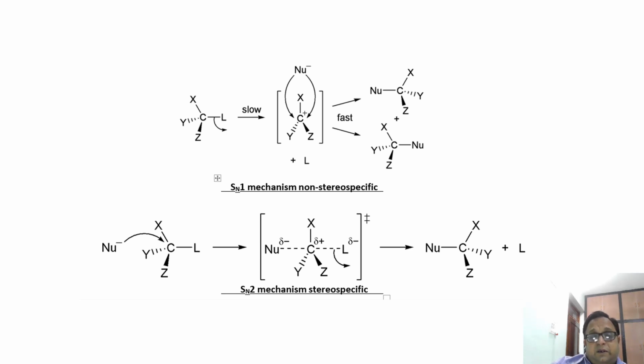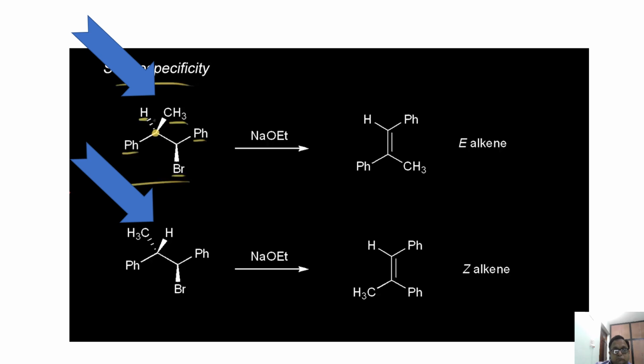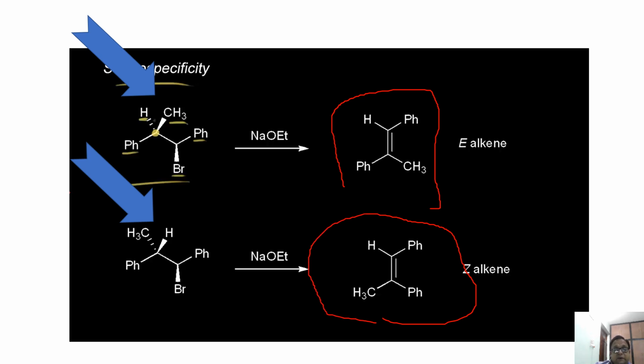SN1 reaction does not follow this pathway, and that means it is non-stereospecific and it is totally based on its mechanism. On the other hand, SN2 follows the stereospecific reaction pathway. It is one more example for stereospecific reaction in which we are getting E-alkene and Z-alkene. Now see how the stereochemistry of the reactant is determining the nature of the product.